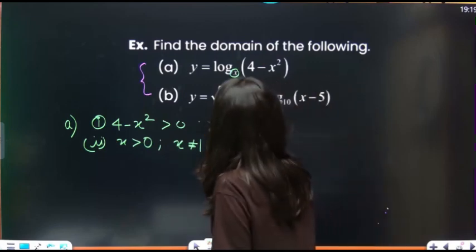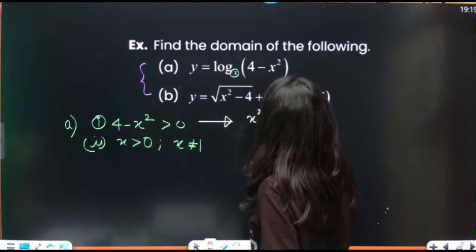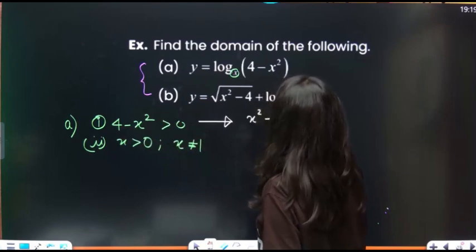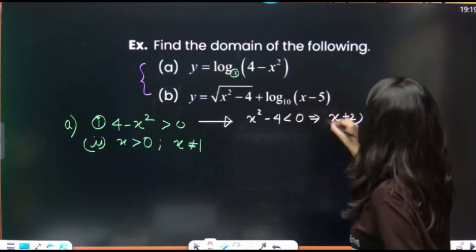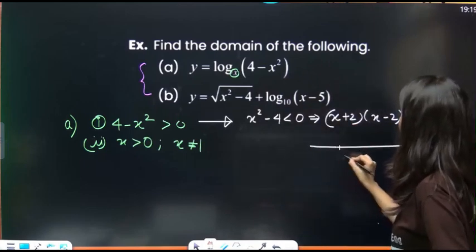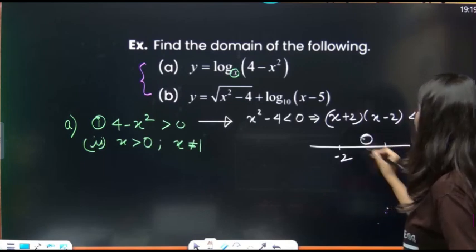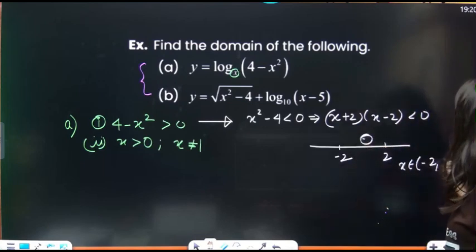So if you solve this, what will you get? You need to multiply with the negative sign. x square minus 4 is less than 0. And this will give you x plus 2, x minus 2 less than 0. If you plot this on the number line, the negative part will be selected. So finally x belongs to minus 2 to 2.